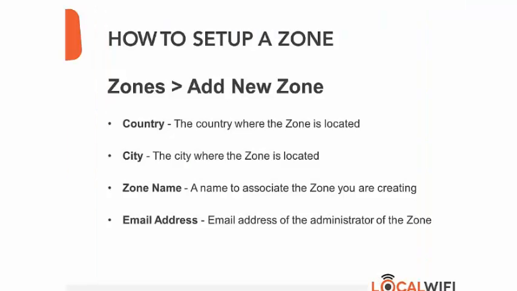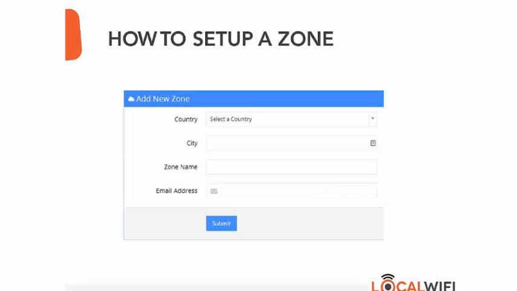So how do you set up a zone? In the interface, you go to Zones, Add New Zone, and you enter the country, the city, the zone name, and the email address. Here's the screenshot of when you get access to your routers. I'll be jumping in live in just a minute, but for setting up a zone you go to country, city, zone name, and email address.